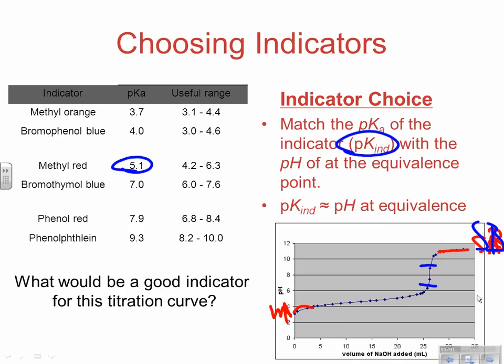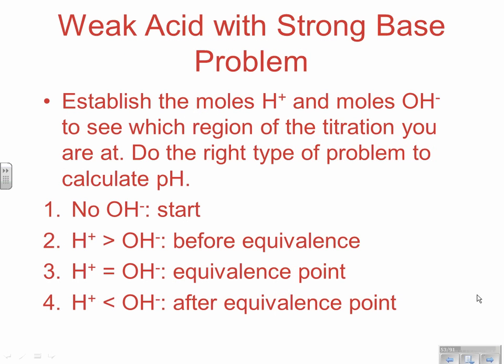Here seems to be the range of where we were going straight, so halfway in between. It looks like we're going to be right around 8 here. So somewhere in the ballpark of 8 is really where our equivalence point is going to be. Well, look at your values up here. Which one has a pKa of around 8? Right there. Phenol red would be a great indicator. So another thing to remember is that the pKa of the indicator should equal the pH at the equivalence point.